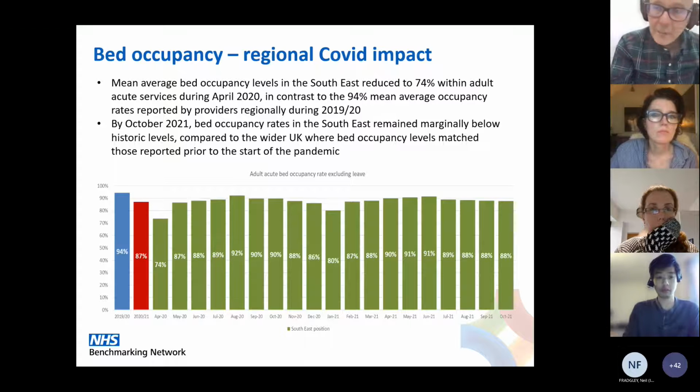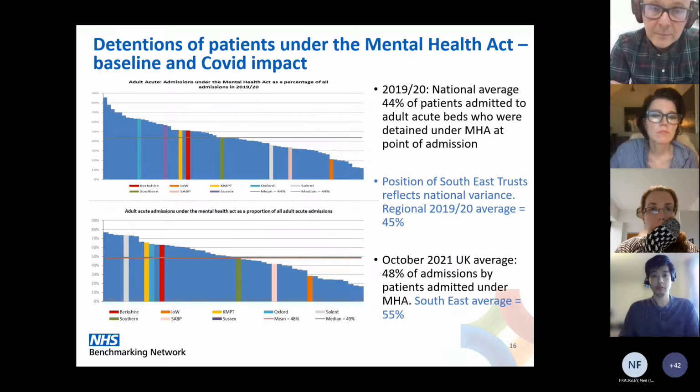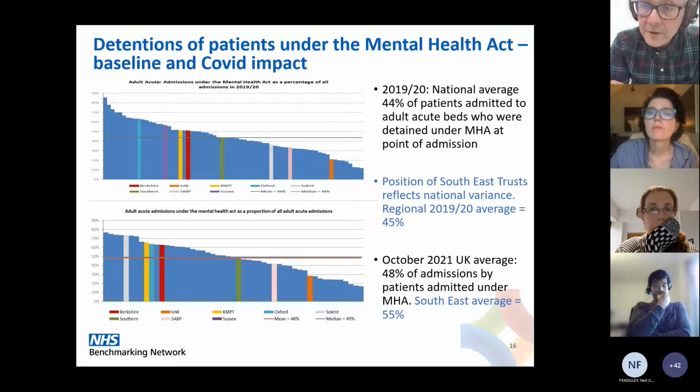Okay, one of the other big factors that changed from the COVID was use of the Mental Health Act, so we'll look at that now. And so this is detention. So the top is pre-COVID, and the national average pre-COVID was 44% of acute patients were detained at the point of admission. And the South East was very close to that, 45%, but there was a striking range.